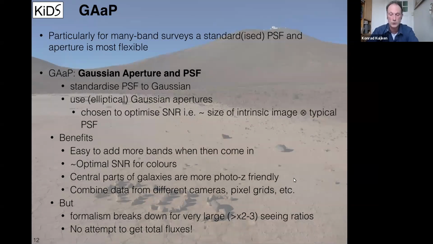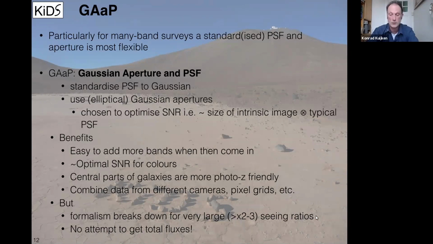You're focusing on the central parts of galaxies, which tend to be more photo-Z friendly. They tend to be older populations, so they have bigger breaks. So that's a nice side effect for our photometric redshift measurements. And this is all completely independent of pixel grids, astrometry, camera, etc. This all happens in, if you like, an intrinsic sky coordinate space. So combining data from different cameras and so on is actually no big deal.